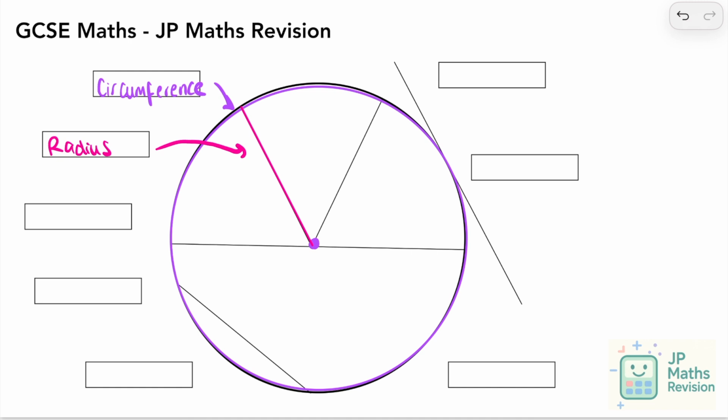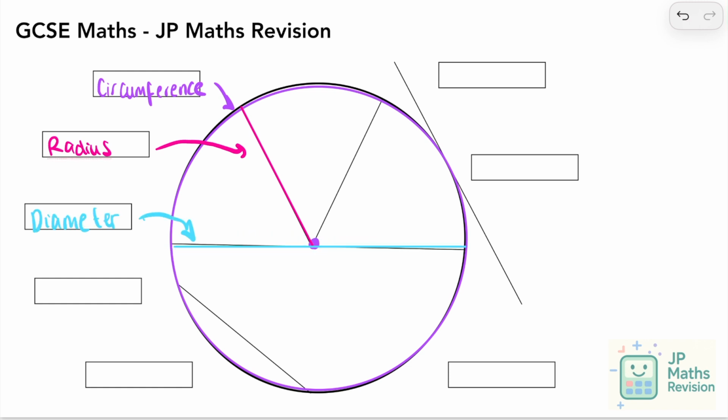So next up is the diameter. The diameter is a straight line that goes all the way across the circle, passing through the centre. The diameter is twice the radius, so we need to remember that to work out the diameter, we just multiply the radius by 2. So if I label the diameter, that's going to be this line here, and I'm going to label that the diameter.